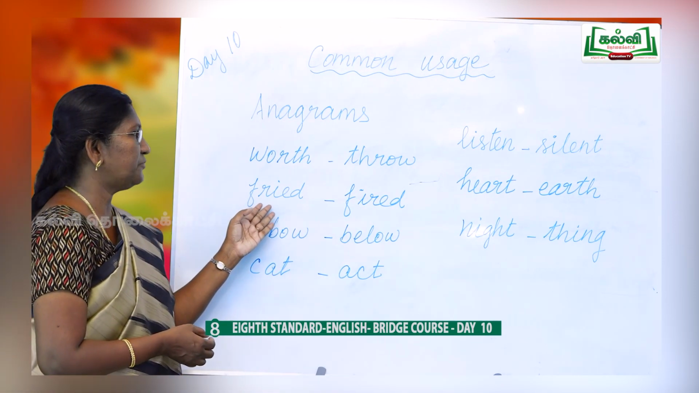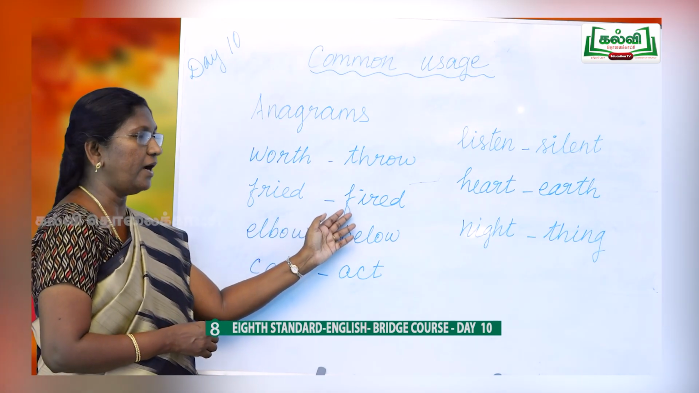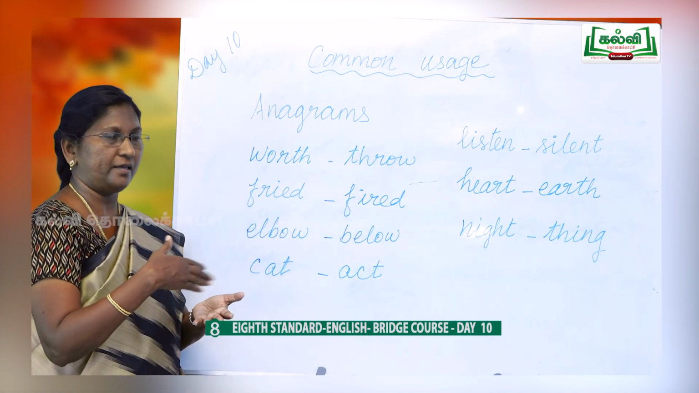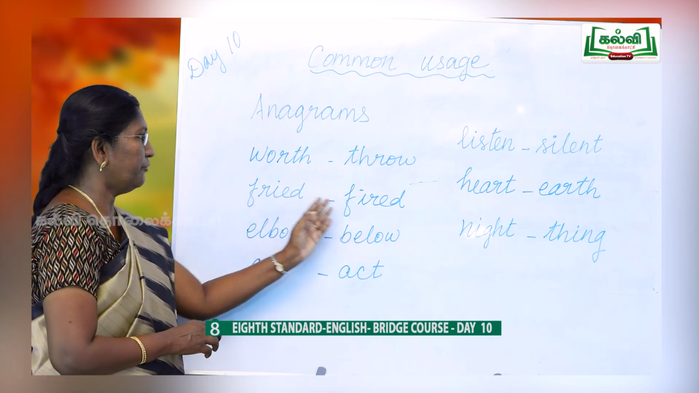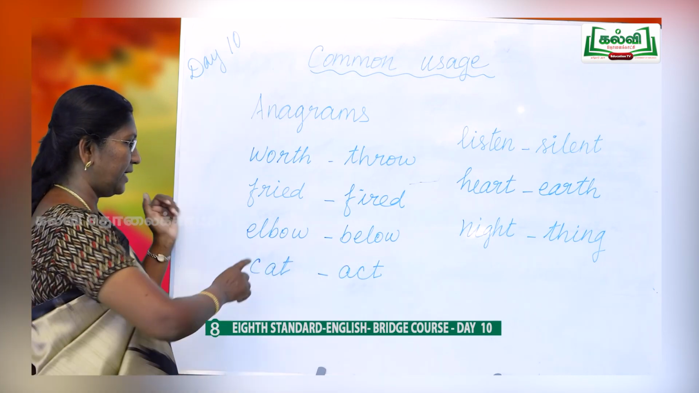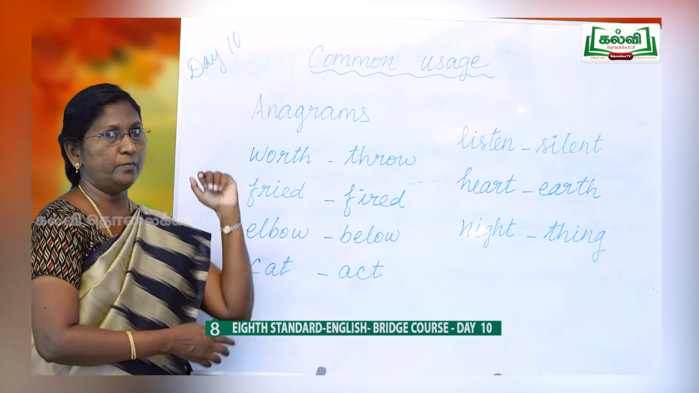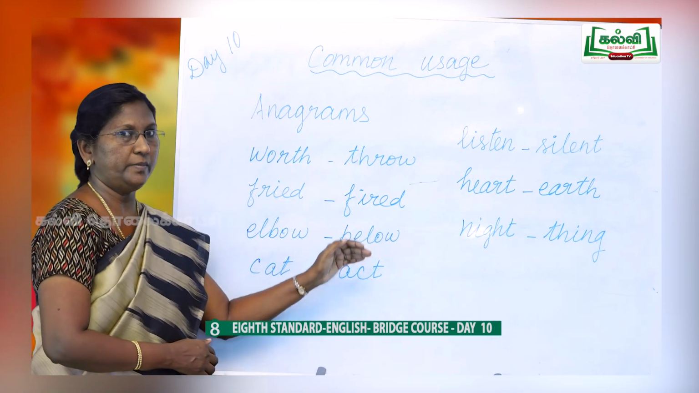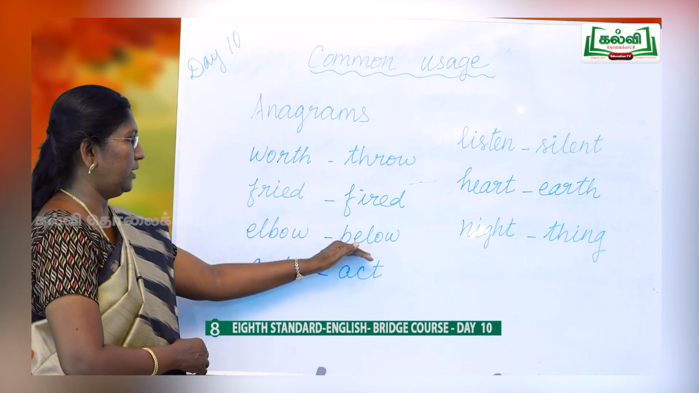The next word is fried, F-R-I-E-D. We are making it F-I-R-E-D, fired. Fried means you make fry, and fired means it is burnt. So fried, fired. Elbow, below. The same letters we are using here also. Elbow means this part of the hand is called elbow. And below means below something, below the table. Like that we use the word below.